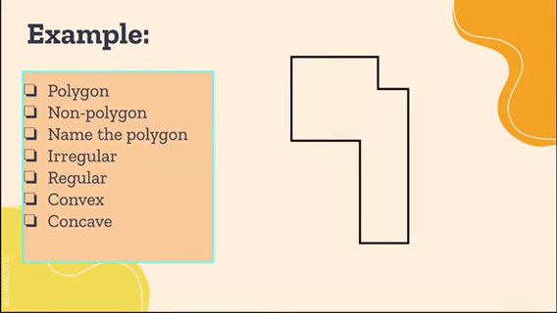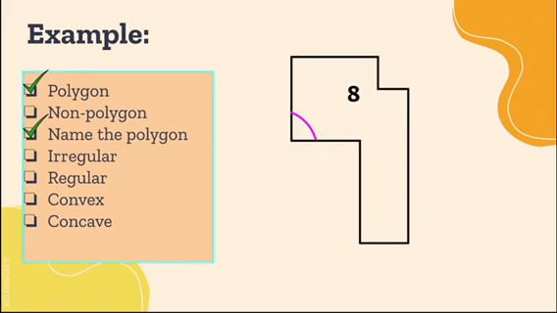So here's an example. We will classify all the different ways to name this polygon. So first we'll check if it's a polygon. We see that this shape has straight lines, it can be measured up and sideways, and it's a closed shape. So this is a polygon. Next, we'll name this polygon. We'll count all the different sides. So this is 1, 2, 3, 4, 5, 6, 7, 8. So this is an octagon.